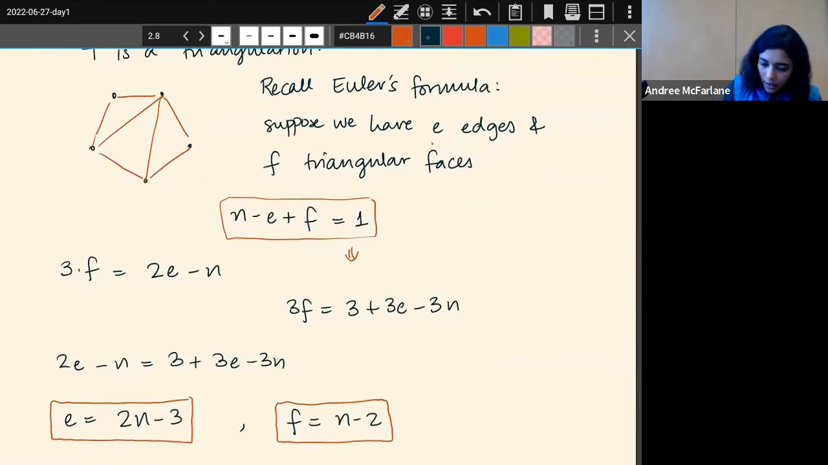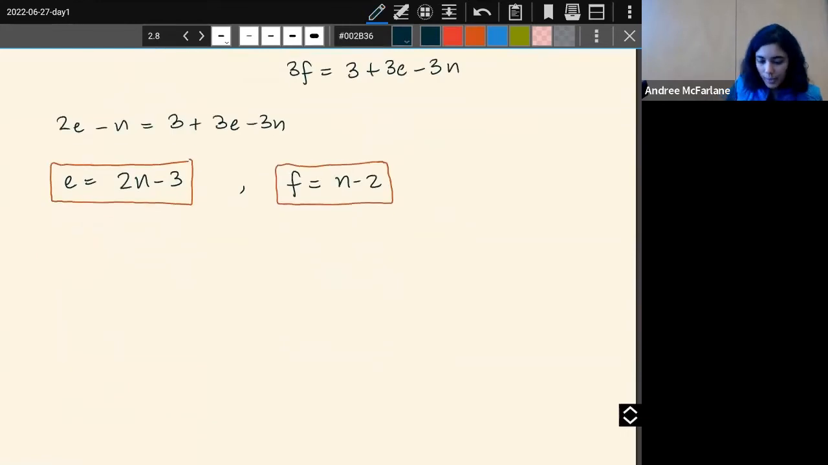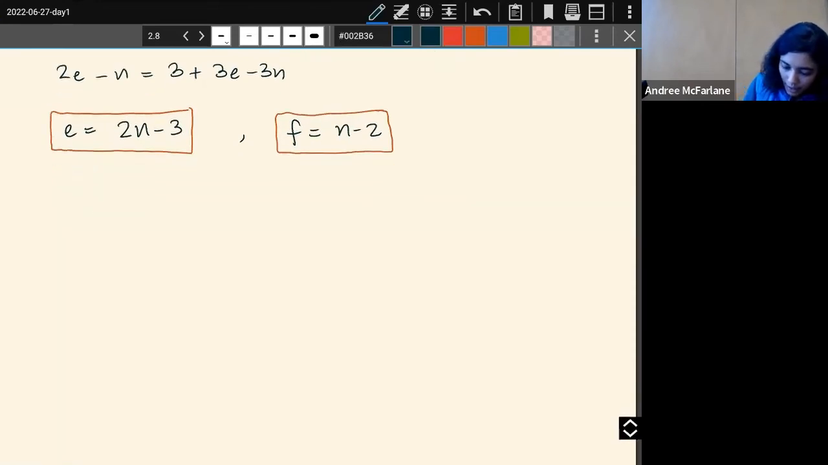And this makes sense, because if you flip an edge, the number of edges doesn't change. So if you can get from one triangulation to the other by flipping, the number of edges shouldn't change. In fact, it doesn't. And in fact, here's a statement, which again is an exercise.